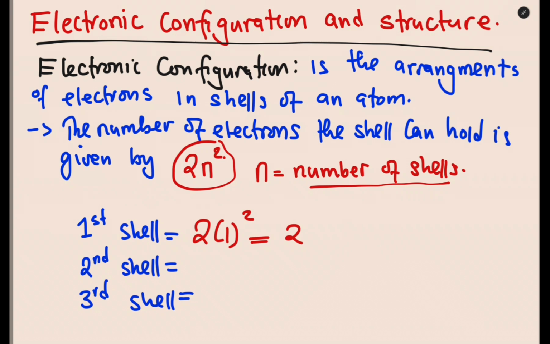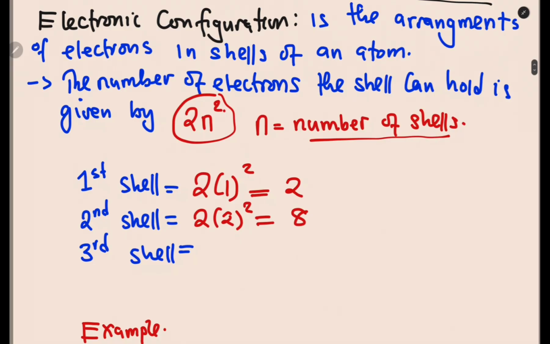So as you are assigning electrons, you make sure that in the first shell you have 2 electrons. Then in the second shell, the shell number is 2, so 2 squared is 4. 4 multiplied by 2 gives you 8. So in the second shell, you should put 8 electrons. Then for the third one, you are going to say 2 times 3 squared.